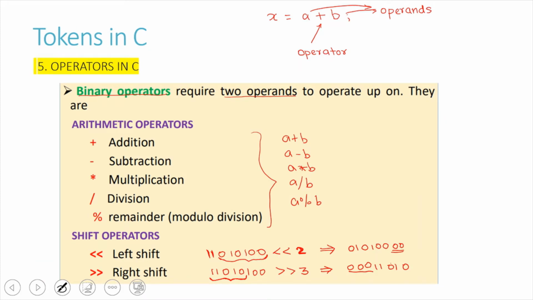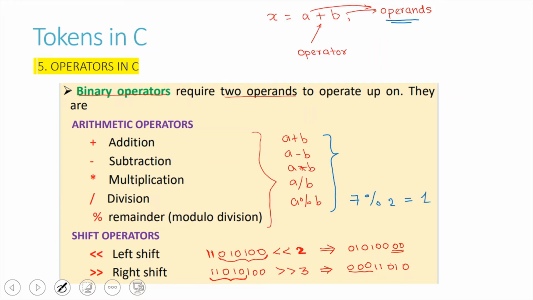Next, let us study binary operators. Here we have two operands and one operator. These are the common arithmetic operators: addition, subtraction, multiplication, division, and also modulus. It gives you the remainder. A % B. For example, if you write 7 % 2, then the remainder will be taken. The remainder in this case will be 1.